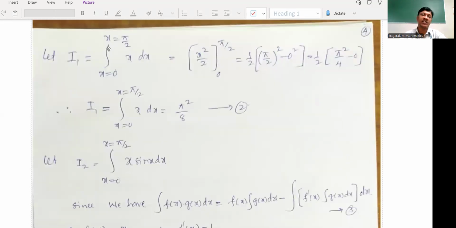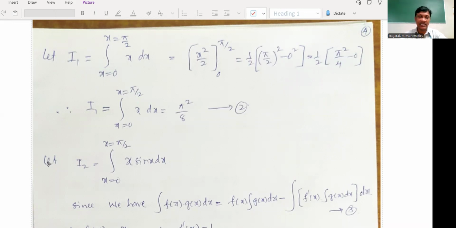So let I1 = integral x = 0 to x = pi by 2 of x dx. We know that the integration of x is x square by 2, with limits 0 to pi by 2. Here 1 by 2 is the constant. So in place of x, substitute the upper limit, pi by 2 whole square, minus 0 whole square. Pi by 2 whole square means pi square by 4. So 1 by 2 into pi square by 4 minus 0 gives us pi square by 8. Let this be equation number 2.